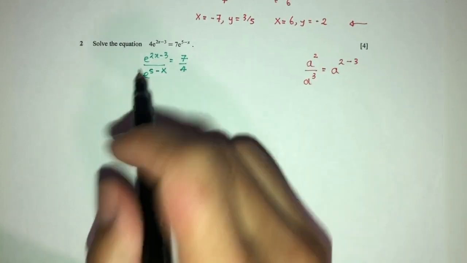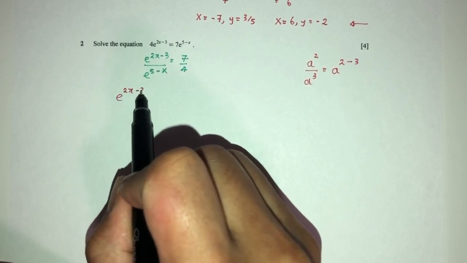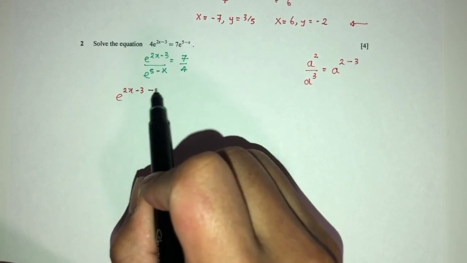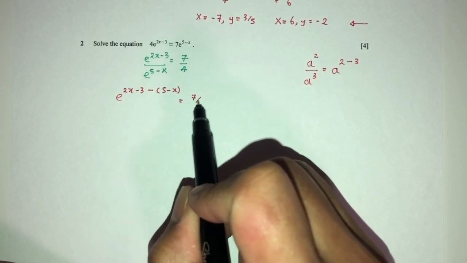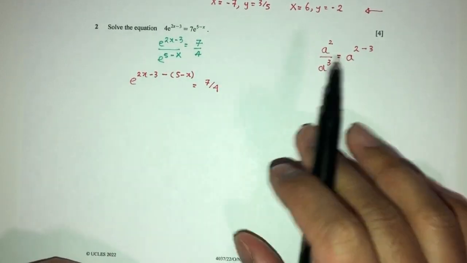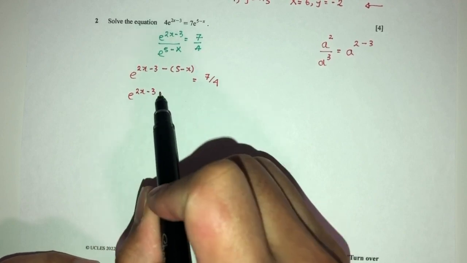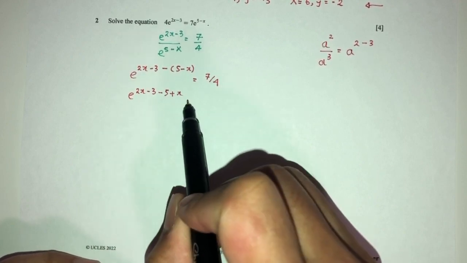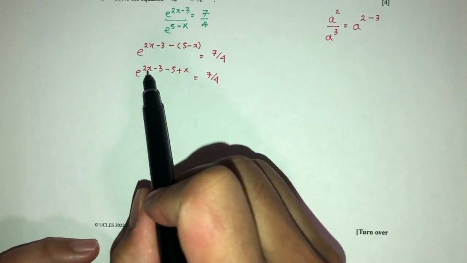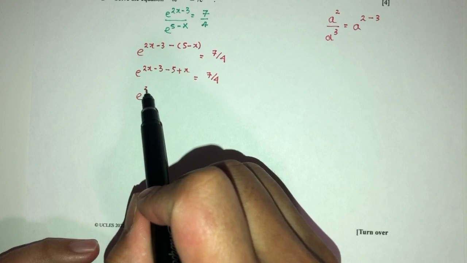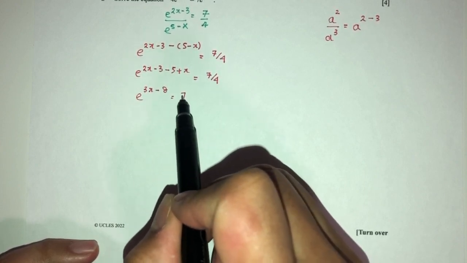So same way, we can combine them because they have the same base. So exponential, we have 2x minus 3. Here we have divide, that will be minus. Then we have 5 minus x. 7 over 4. Now simplify, obviously, you will have what? Exponential 2x minus 3, that will be minus 5 plus x, is equal to 7 over 4. Now simplify. So 2x plus x, that will be 3x. Minus 3 minus 5, minus 8, right?